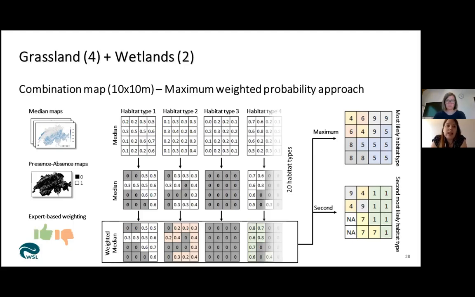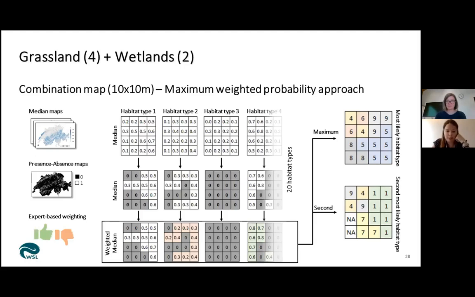habitat types. And these weights were derived based on discussing example maps with field experts. And when we then select the maximum of the weighted median, this gives us the most likely habitat type. And we can also create a map with the second most likely habitat type by just selecting the second highest value. So it's just the same procedure.